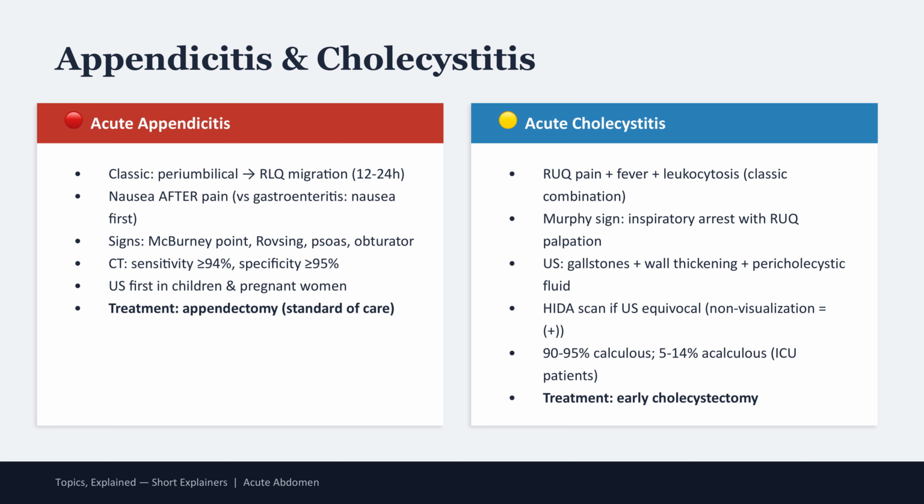Cholecystitis presents with RUQ pain, fever, and a positive Murphy sign. Ultrasound showing gallstones with wall thickening and pericholecystic fluid clinches the diagnosis. If ultrasound is equivocal, a HIDA scan that fails to visualize the gallbladder confirms it. Early cholecystectomy is the definitive treatment.